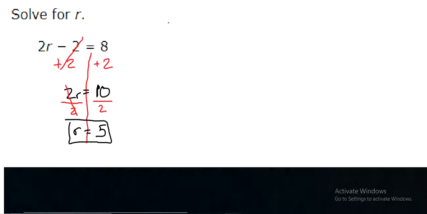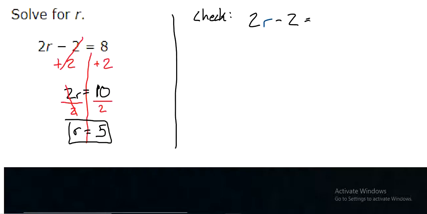And you can always still check this by simply substituting the solution you found into the original equation. So I could just write this as 2 parentheses 5 now, because that's the solution I found.